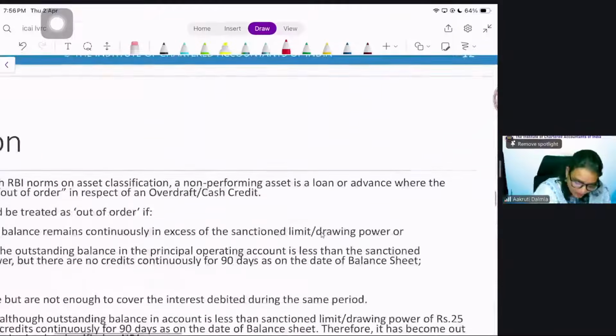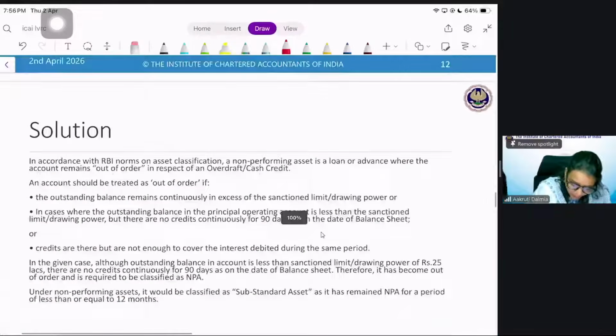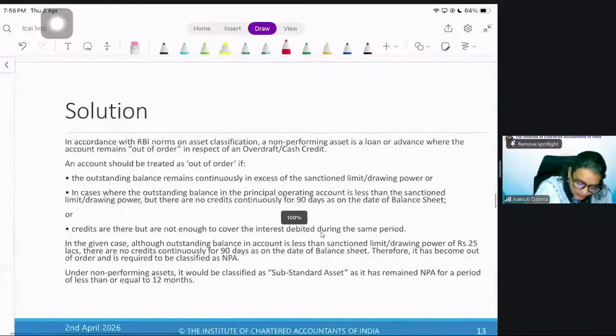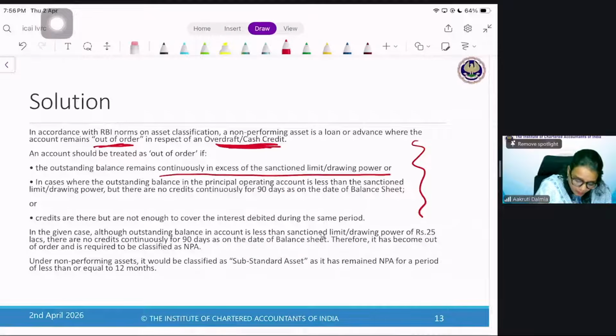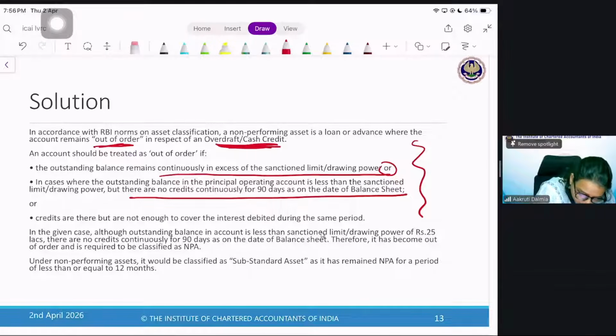So how will you write the answer? First, you will explain out of order. As per RBI, if it is a cash credit or OD, then out of order means the account balance is continuously in excess of the sanction limit or drawing power, or in cases where the outstanding balance is less than the sanction limit, but there are no credits continuously for 90 days, or credits are there, but not enough to cover the interest debited.